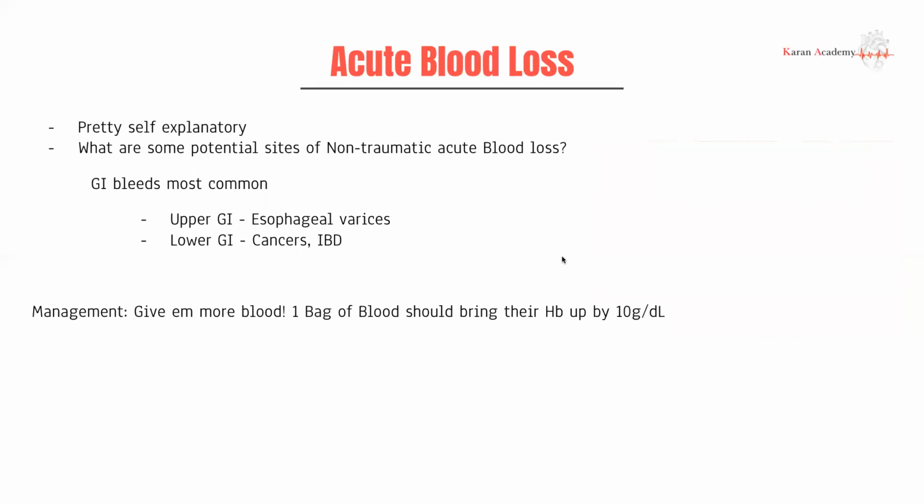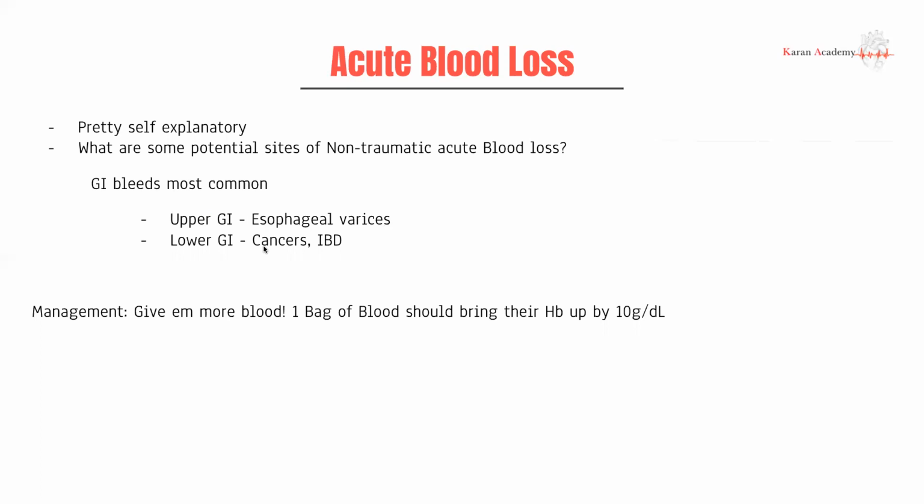Acute blood loss. Now, this is relatively self-explanatory. Why you are bleeding depends on obviously what's going on. But a few common sites that you need to know are mostly GI bleeds. GI bleeds are a big one and can cause anemias really easily. We worry about them a lot. This is obviously apart from the traumatic injuries that you may encounter during your practice. The most common upper GI bleeds are bleeding peptic ulcers and variceal bleeds. With lower GI bleeds, the ones we worry about are cancers and IBD.